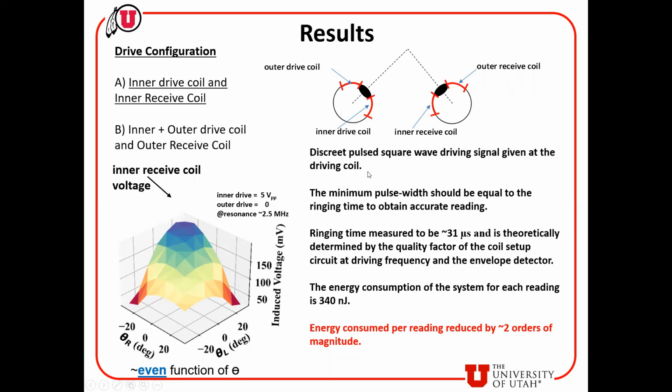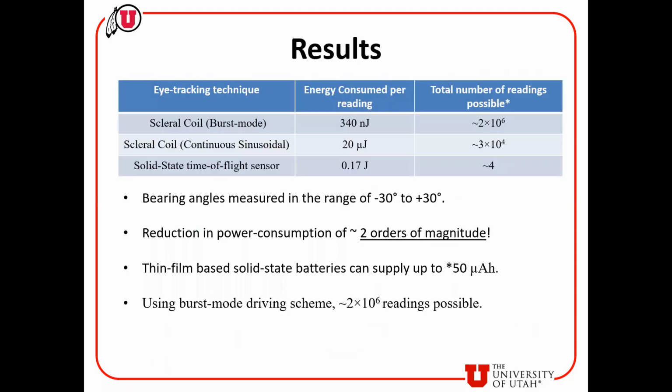The discrete pulsed signal wave is given on the driving coil. The minimum pulse width should be equal to the ringing time to obtain an accurate reading. In our circuit, the ringing time was observed to be 31 microseconds and is theoretically determined by the quality factor of the coil setup circuit. The energy consumption of such a driving scheme is around 340 nanojoule for each reading, which is around 2 orders of magnitude lesser compared to the energy consumption from our previous approaches.